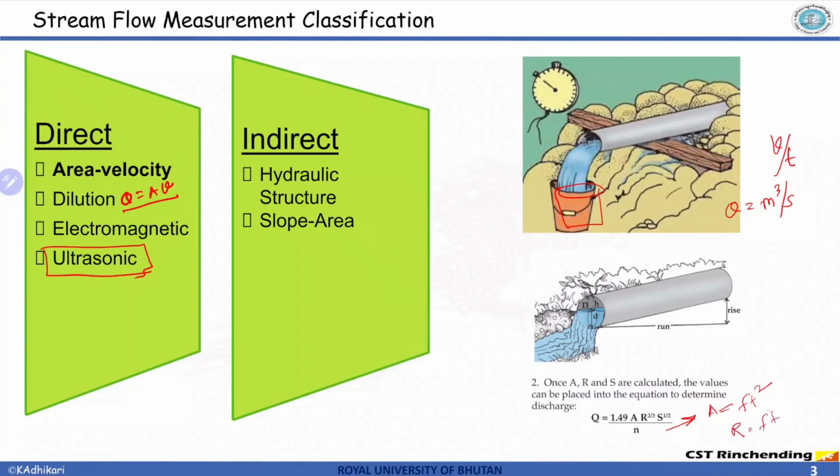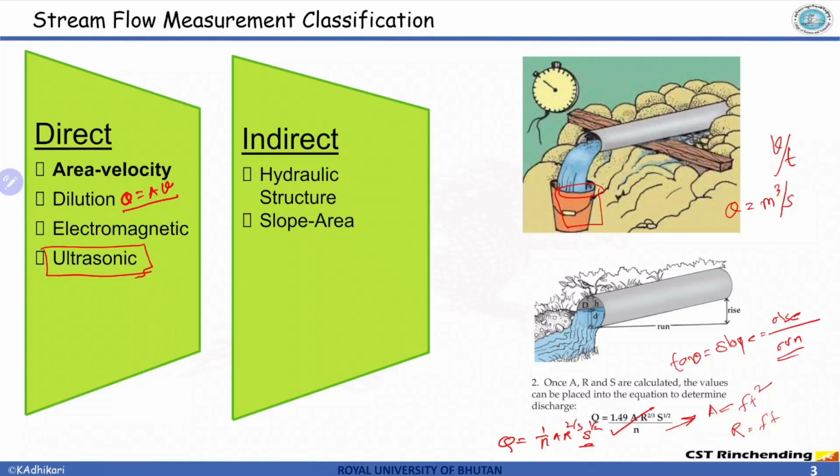Okay, so if you have this measurement, you can use this formula. If you have an SI unit, then the formula is Q is equal to 1 by n A R raised to power 2 by 3 square root of S, where S is the slope, right? How do we calculate slope? If we have the run and the rise, tan theta is what we call the slope. Tan theta is opposite by adjacent, rise over run. So this is how we calculate the slope.